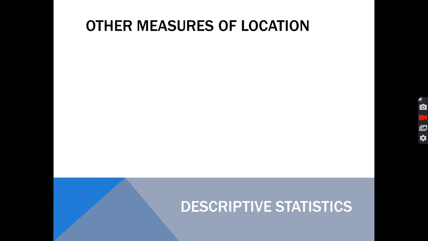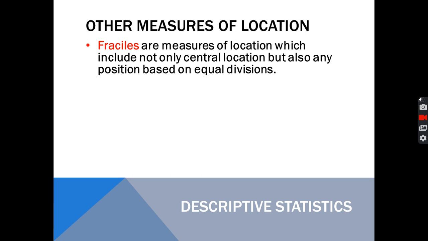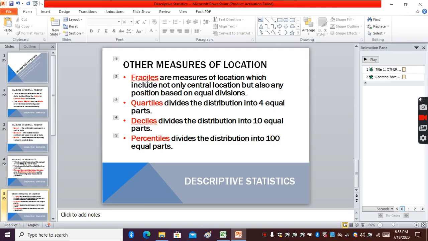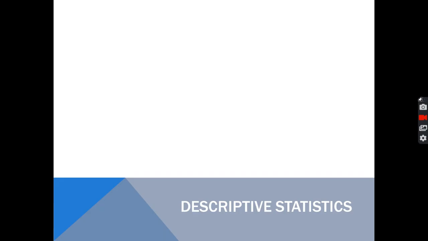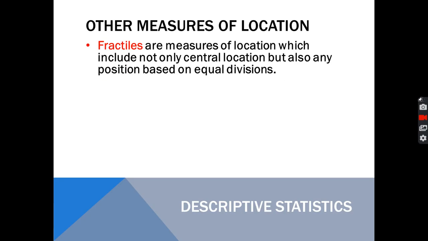And lastly, if you want to describe the data based on whatever location with respect to the distribution, we can use the fractiles. This is actually fractiles. So fractiles are measures of location which include not only the central location but also any position based on equal divisions. So these are the three types of fractiles.